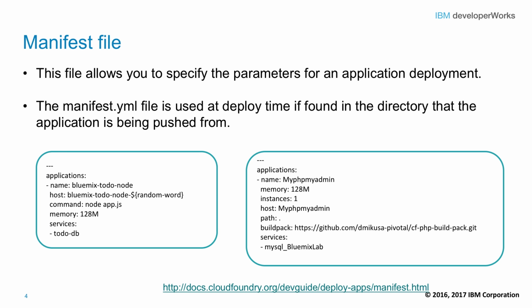On the left-hand side, you'll see a very simple manifest file, which includes the application name and also a custom host name to be used when the application is deployed and the route is created. You'll also see that the memory is being set and a particular service is being indicated as to be bound to the application. On the right-hand side, the manifest file is a little more complicated and includes a build pack as a URL to a GitHub repository. This tells the Cloud Foundry environment to go get the runtime that is expressed in the build pack from that GitHub repository.